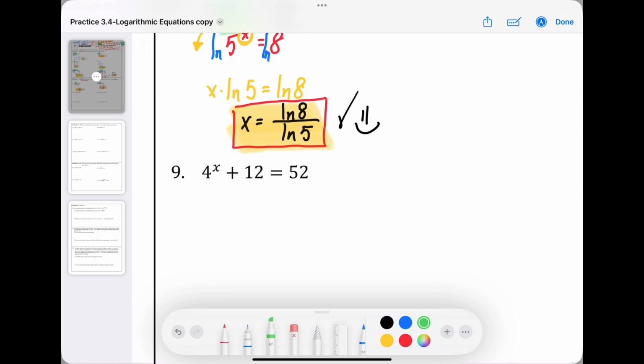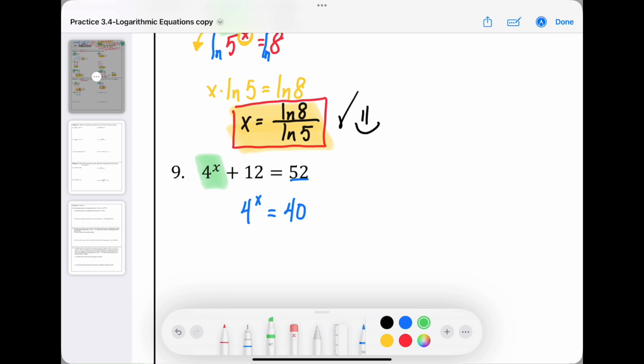Oh, moving on. All about the base. You can see my trouble, is my trouble isolated by itself yet? No. So step 1, we're going to isolate that. Plus 12, the opposite will be minus 12. So that gives me 4 to the x power is equal to 52 minus 12. That will give me 40. So that's so good.